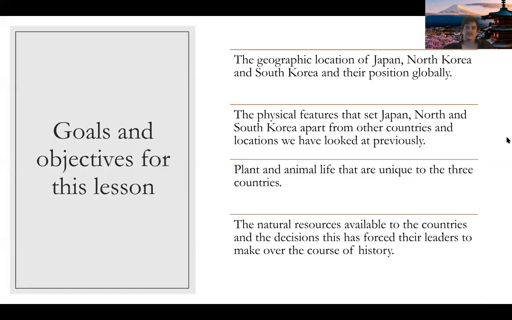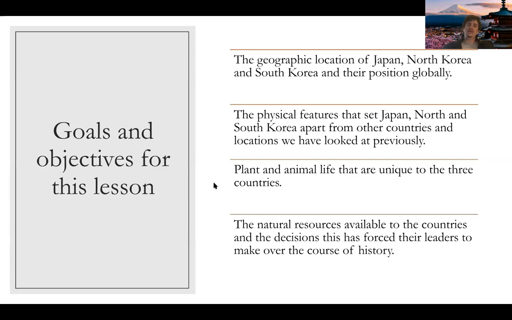So first off, here's what we should be able to understand by the time we get done here. Should be able to understand the geographic location of North Korea, Japan, and South Korea, and how they're viewed globally. We're going to be looking at the physical features that set Japan and then the Koreas apart from other countries we've looked at before. Look at some plant and animal life that's unique to these three countries. And then we're going to look at the natural resources available to these countries and the decisions that this has forced their leaders to make over the course of their histories.